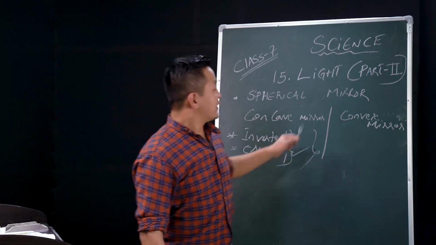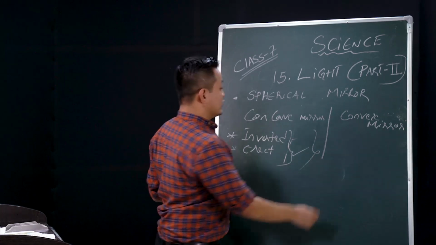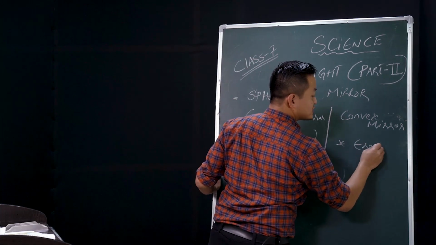So these are the two types of image that are possible in a concave mirror. But now what about the convex mirror? In a convex mirror, you'll see only an erect image.